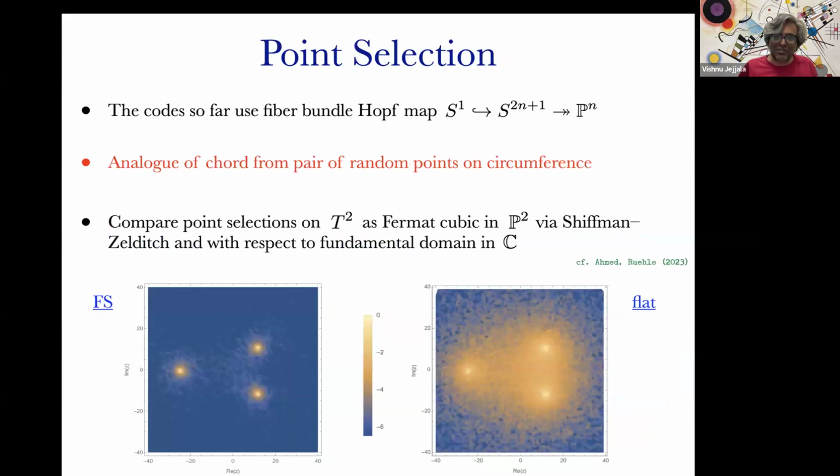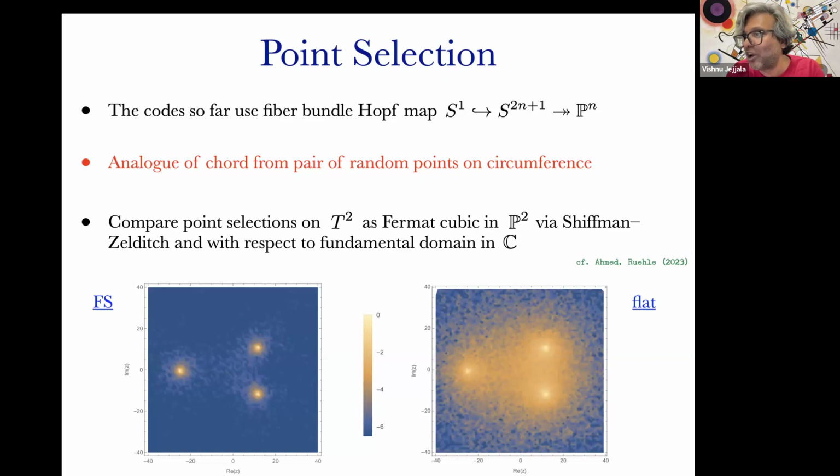So let's apply this idea. All of these selections of points essentially use the Fubini-Study map. We pick points in the ambient space. We draw lines to choose points on the manifold. So this is the analog, in some sense, of chord selection by choosing random points on the circumference. In the case of the torus, we know what the answer is.